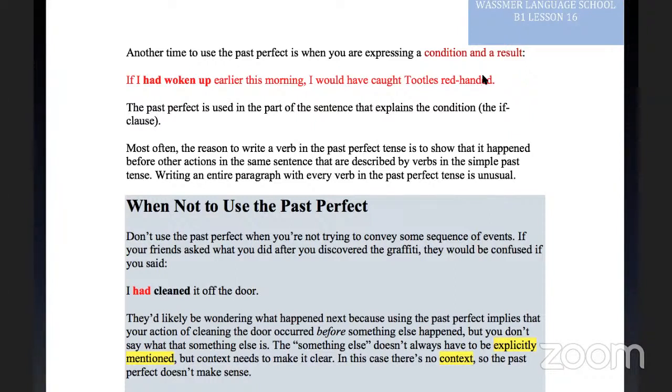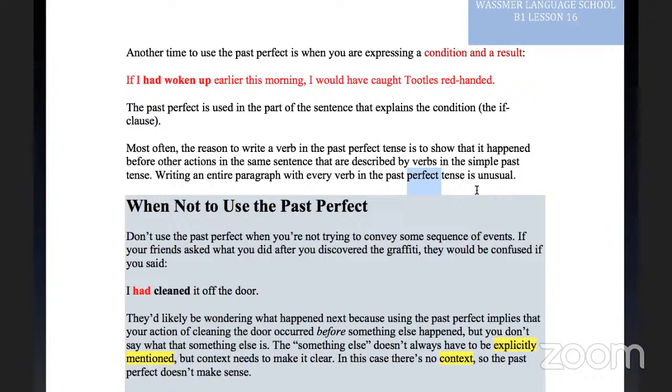El pasado perfecto es utilizado en la parte de la oración que explica la condición, the if clause, o que habíamos aprendido anteriormente. Most often, the reason to write a verb in the past perfect tense is to show that it happened before other actions in the same sentence that are described by verbs in simple past tense. Writing an entire paragraph with every verb in past perfect is unusual. Entonces, vamos a utilizar el pasado perfecto para describir una acción que terminó antes de que sucediera otra.